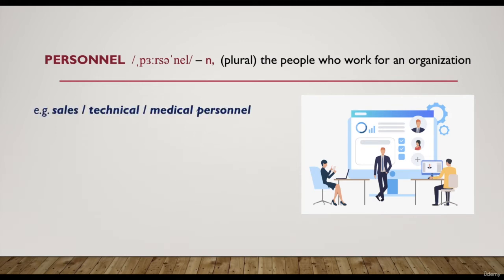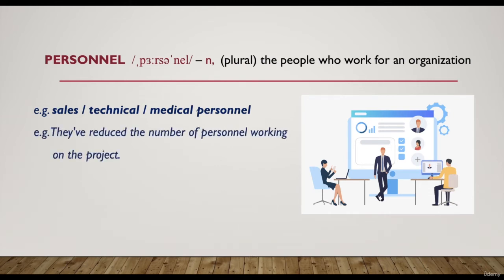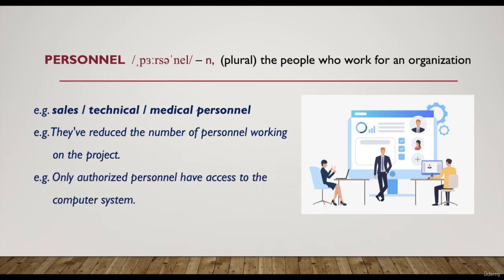We can talk about sales personnel, technical personnel, or medical personnel. For instance, they've reduced the number of personnel working on the project. This means they have decreased the number of people working on the project. So not as many people work on this project as they used to. Only authorized personnel have access to the computer system. This means only a few particular people have access to the computer system.